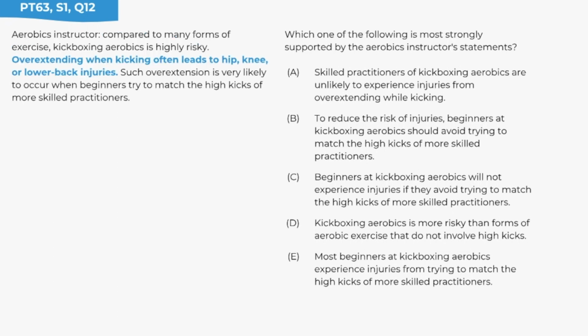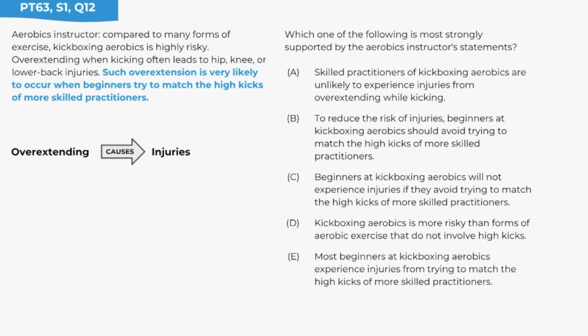If we look at the second sentence, it says that overextending when kicking often leads to hip, knee, or lower back injuries. The key words there are "leads to," because "leads to" are language cues that suggest causation. So we're getting a sense of causation in the second statement, and they're saying that overextending causes injuries. We can represent that with a causal arrow: overextending causes injuries.